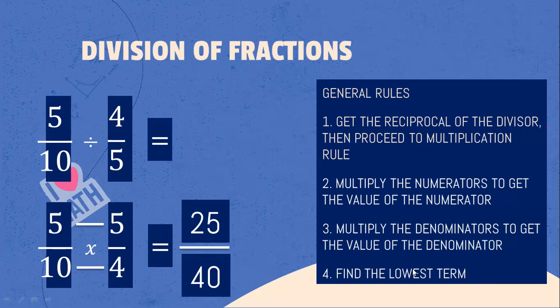Then we find the lowest term. I think 25 over 40 has a lowest term because both numbers are divisible by 5. That's why 25 divided by 5 is 5, and 40 divided by 5 is 8. So the final answer is 5 over 8. 5 over 10 divided by 4 over 5, the final answer is 5 over 8.